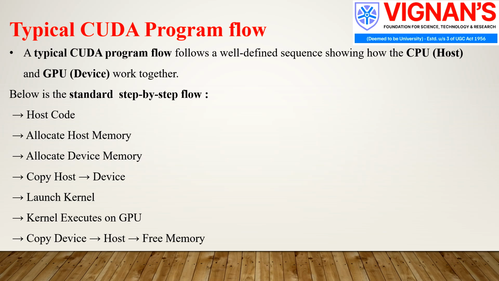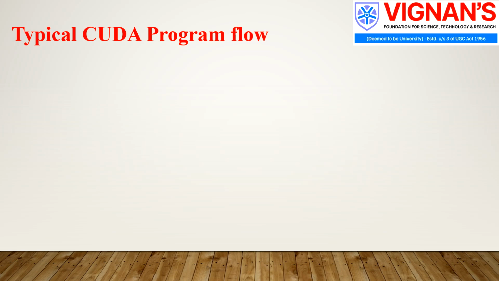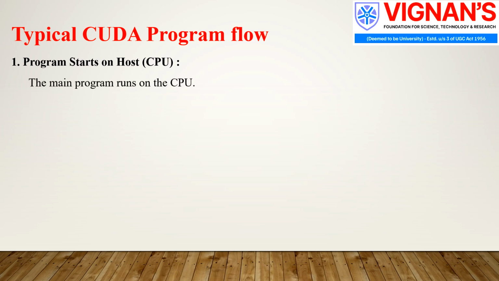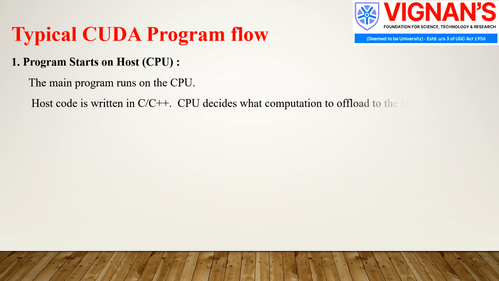Finally, both host and device memory are freed, and the program ends. Typical CUDA program flow begins on the host. Step 1. The program starts on the CPU, also called the host. The main control logic runs on the CPU. Host code is usually written using the C or C++ language. The CPU decides which part of the computation should be sent to the GPU.